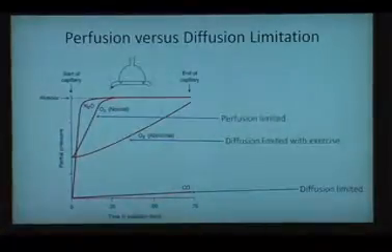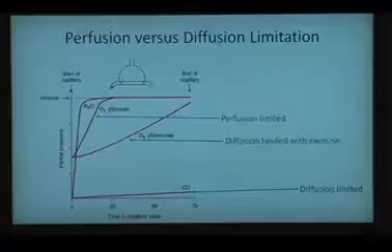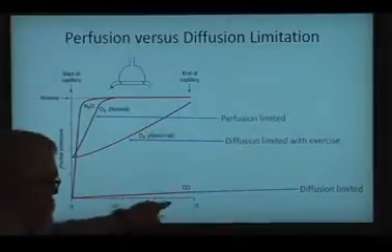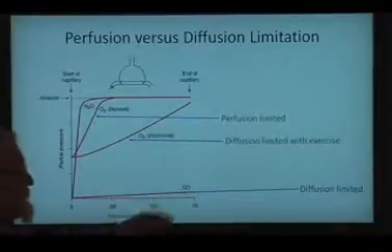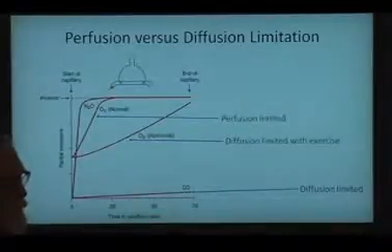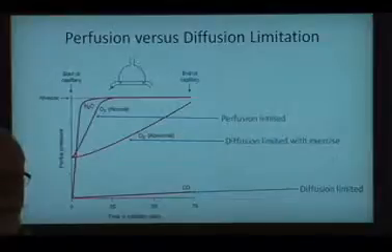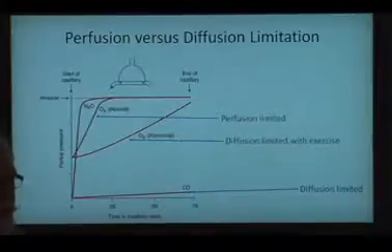So the amount of the gas which is taken up from the lungs is dependent upon how much blood flow there is through the lungs. Whereas on the other extreme, carbon monoxide is diffusion limited. And the reason for that is that the hemoglobin in the blood has a very high affinity for CO.